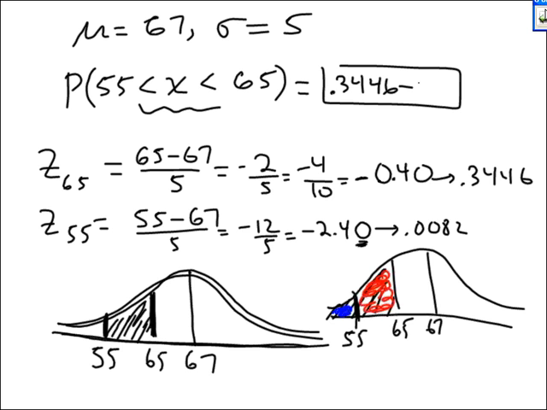So we take that away: 0.3446 minus 0.0082. What we get is 0.3364. That's just the area that's in red, and that's what we were asked to calculate, the area between 55 and 65.